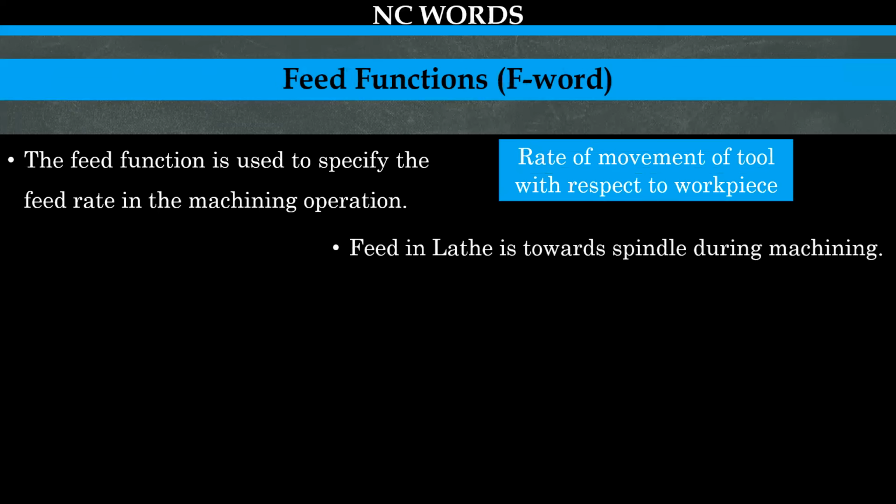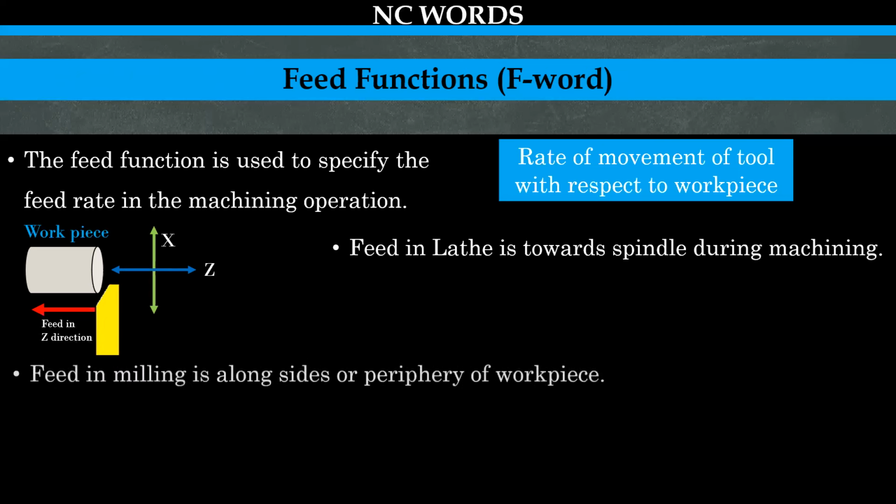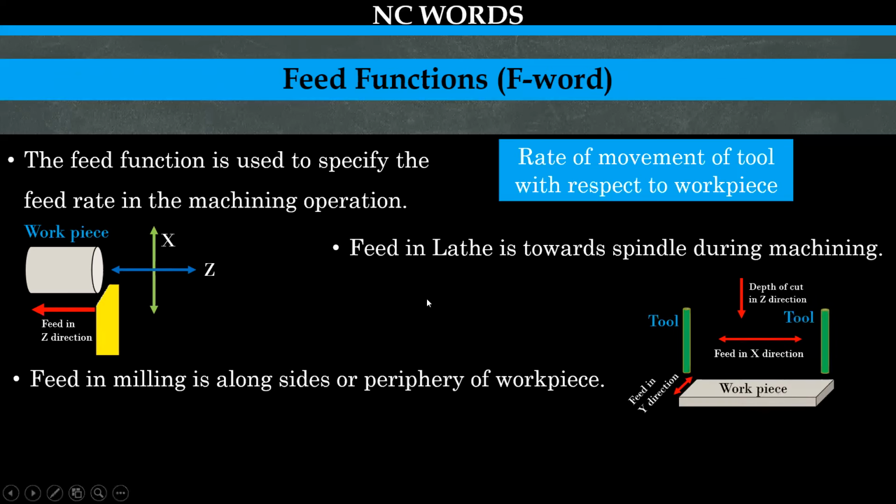Feed in the lathe machine is towards the spindle during machining. It can be observed here, the feed is towards the spindle. That is the only feed given in the lathe machine. In case of a milling machine, the feed is provided along two axes, that is along the y direction and along the x direction. So we can have feed in the x direction, we can have feed in the y direction. And when the tool moves in the downward direction, it is called depth of cut.